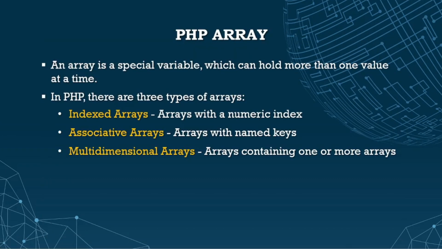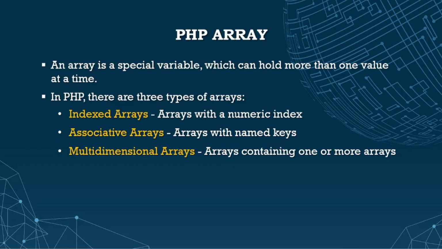Now let's try to know more about the different types of array. So basically, an array is a special variable which can hold more than one value at a time. So in PHP, there are three types of arrays. First, of course, the index arrays. Arrays with a numeric index.